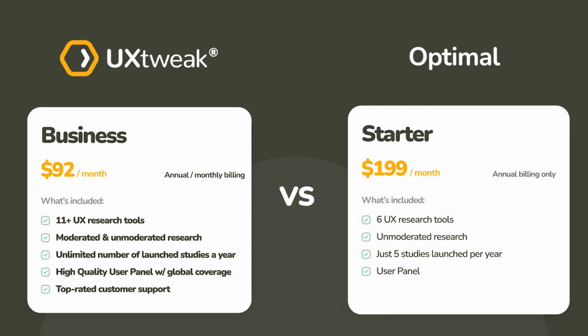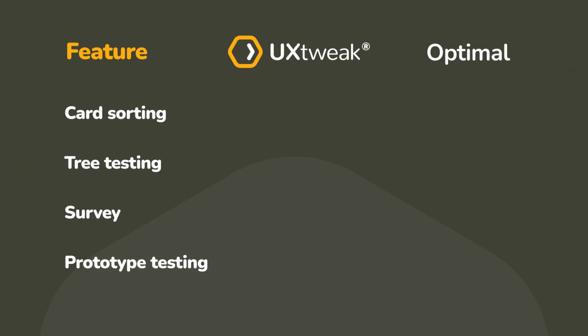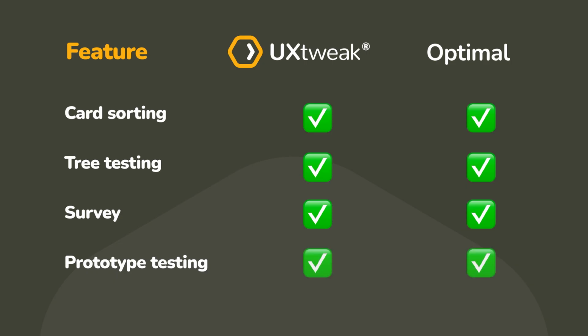UXtweak offers 11 plus research methods, moderated and unmoderated studies, participant recruitment, powerful analysis, and sharing tools. UXtweak is an all-in-one platform that eliminates the need for multiple subscriptions to research tools or recruitment solutions. When it comes to features, UXtweak includes all your familiar Optimal Workshop essentials like card sorting, tree testing, and surveys, plus a comprehensive suite of additional research methods.